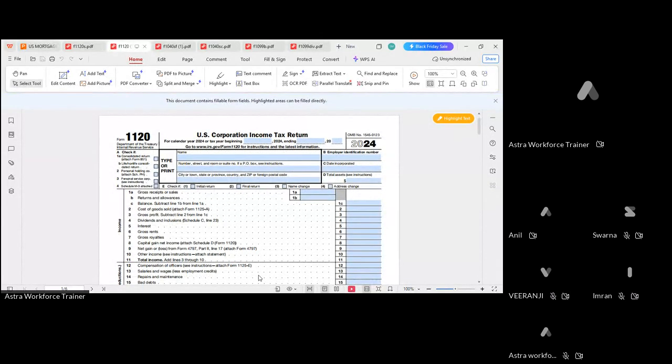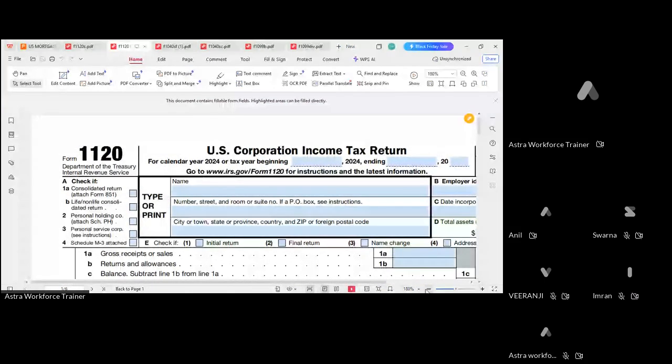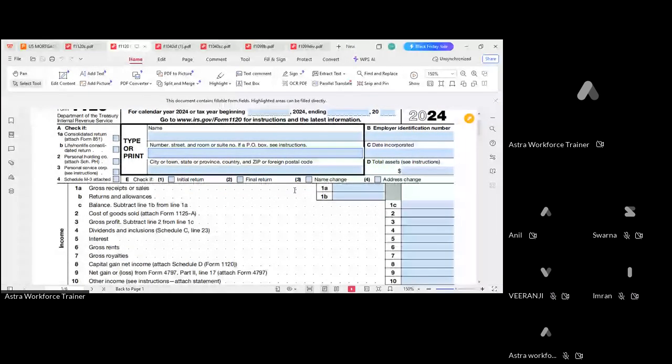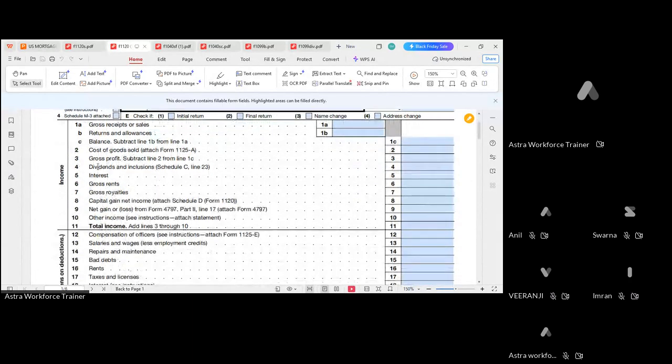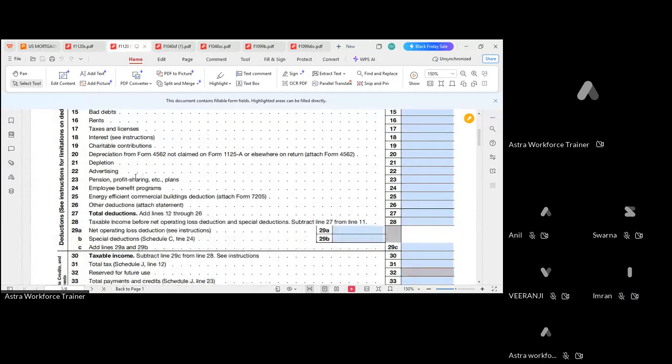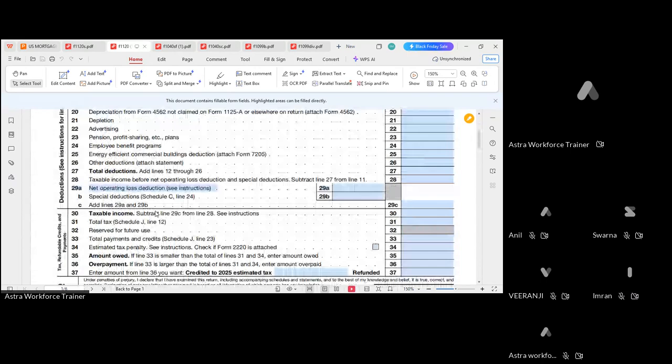It is the same type only, though there will be slight changes over here. Is it visible, guys? Any questions? No question. So you can check what is the difference over here. Most of the time there will be no difference. And here, net operating income or loss is here. So what is the line item in the 1120?